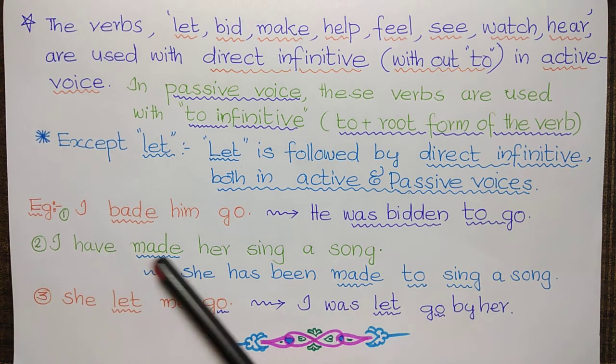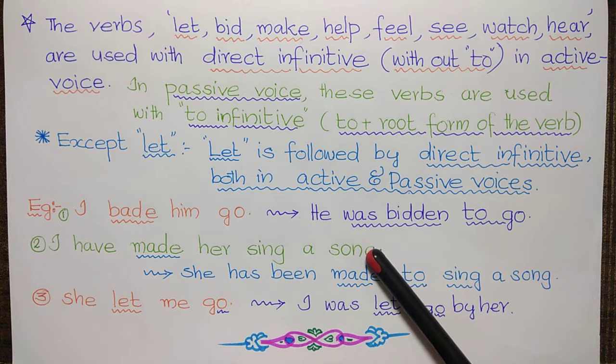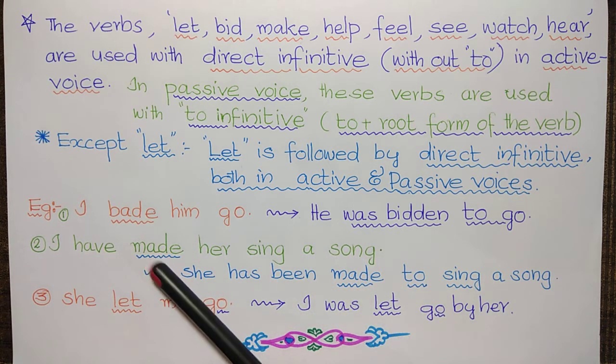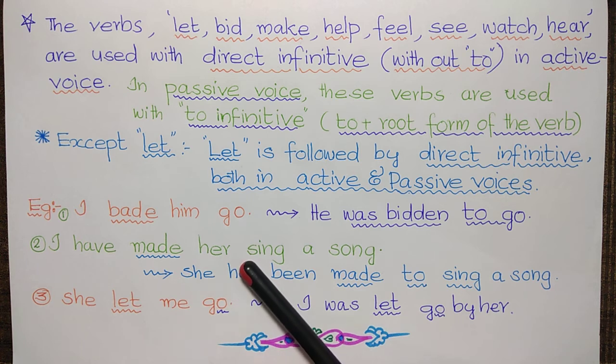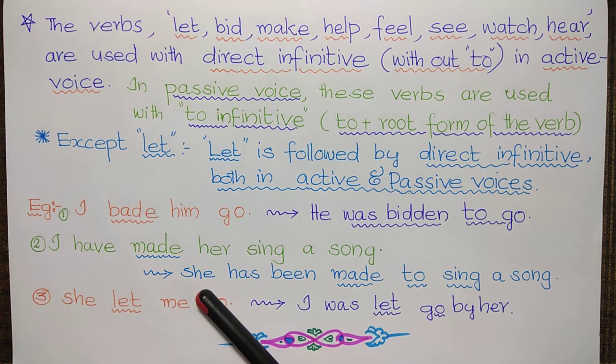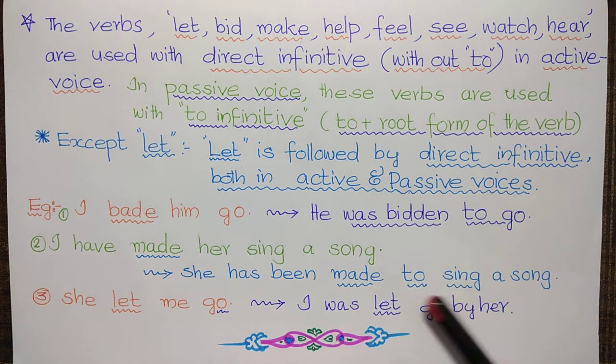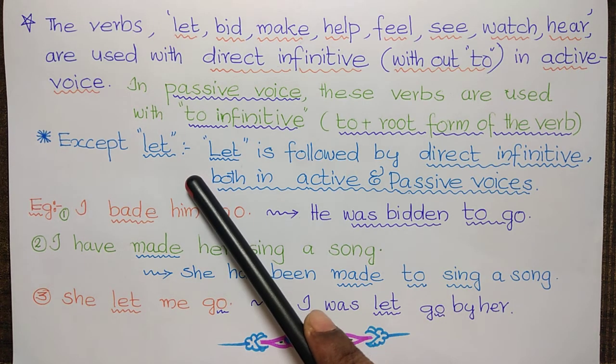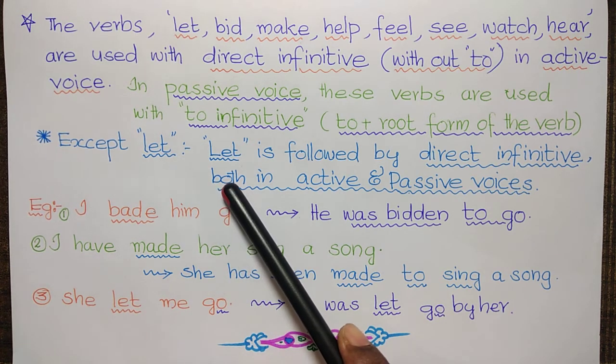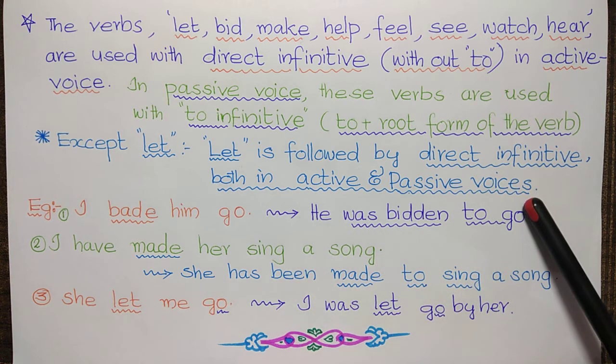Same way, I have made her sing a song. Made is the verb, so there is no to in the active form. But after conversion, she has been made to sing a song. To is added.